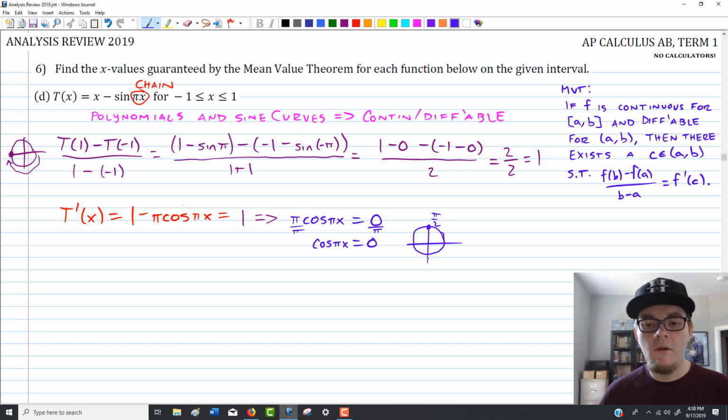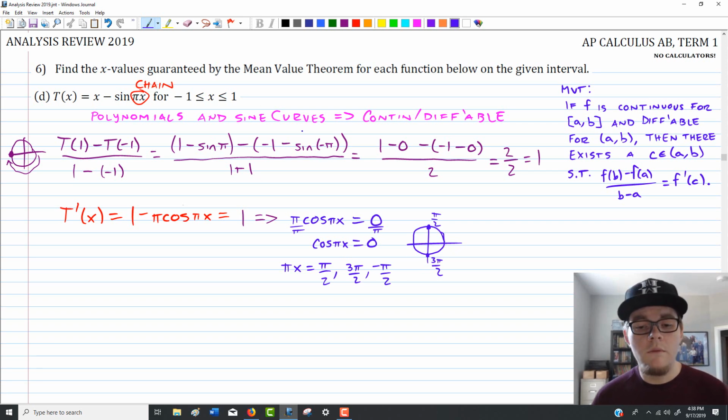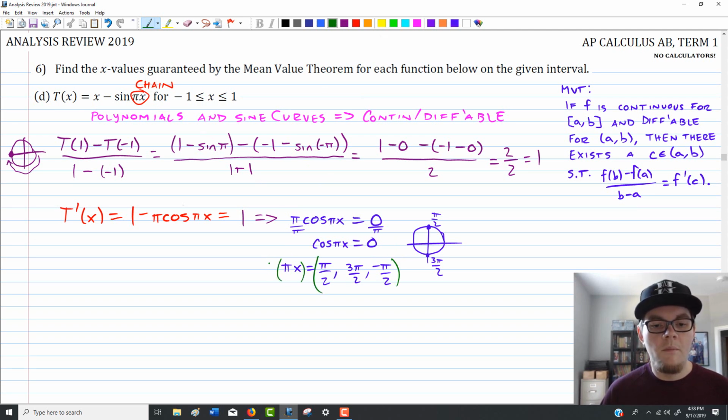So cosine of pi x is 0 at pi over 2 and 3 pi over 2. So in looking at these pieces, what I can say is that the argument has to be equal to pi over 2 or 3 pi over 2. Technically, I might also want to throw in there negative pi over 2 because of the fact that we're going from negative 1 to 1. So I'm going to put it in there just to be safe. Now when I get there, what I should do is multiply all sides by 1 over pi. In fact, I think I made a good call. We'll have x equals 1/2, 3/2, and negative 1/2.